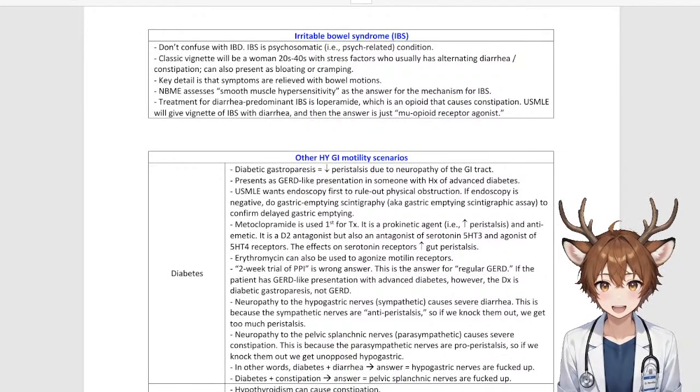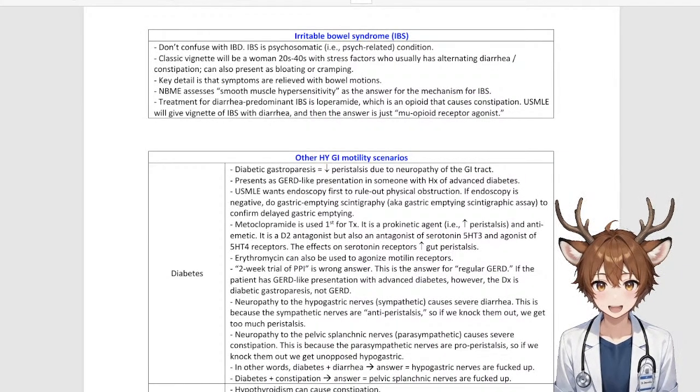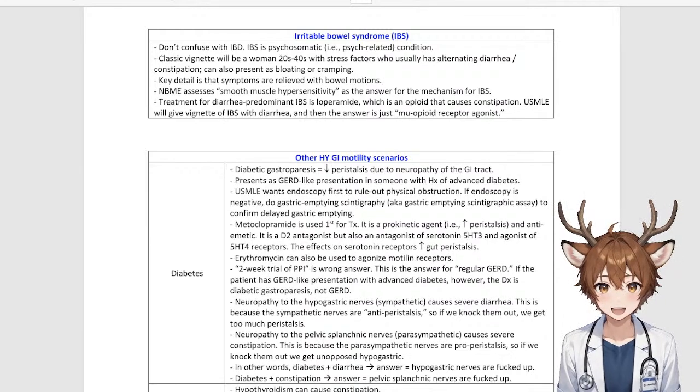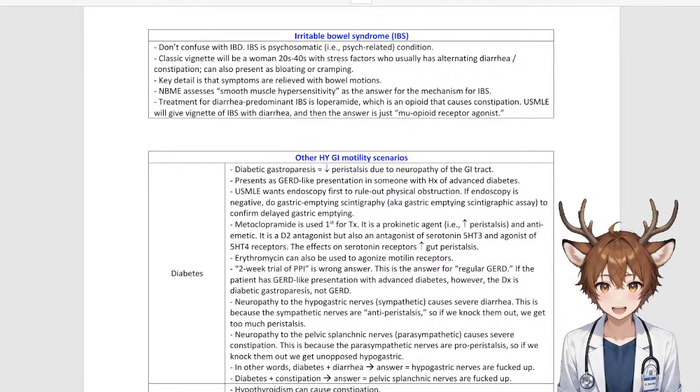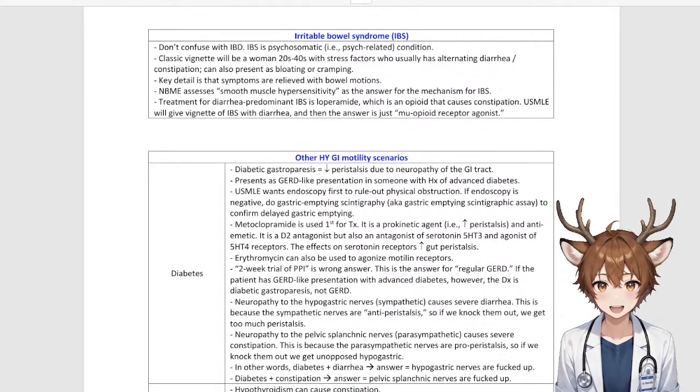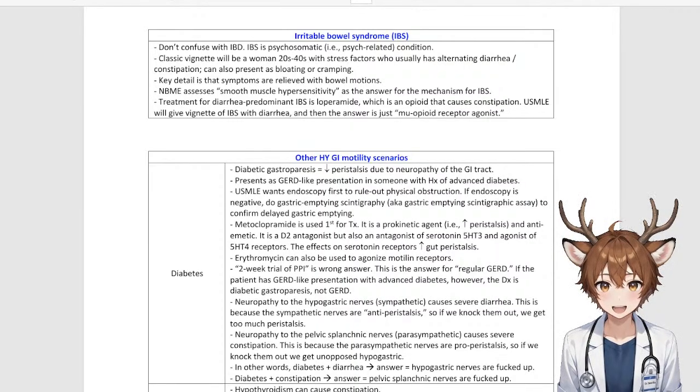Irritable bowel syndrome. Don't confuse this with IBD. IBS is psychosomatic, i.e. a psych-related condition. The classic vignette will be a woman in her 20s to 40s with a stress factor, who usually has alternating diarrhea and constipation. It can also present as bloating or cramping. A key detail is that the symptoms are relieved with bowel motions.